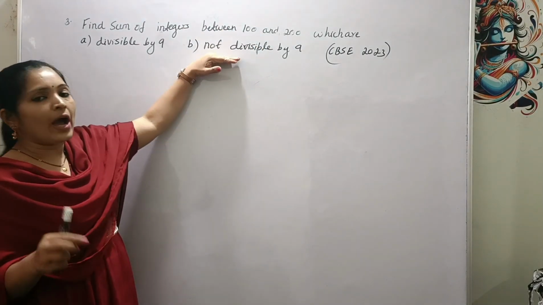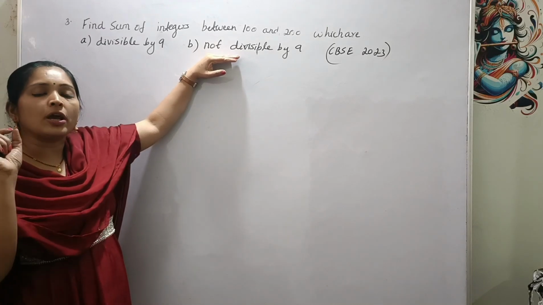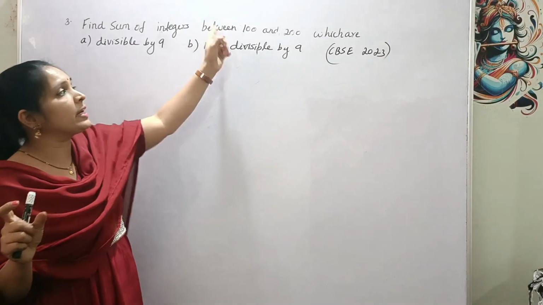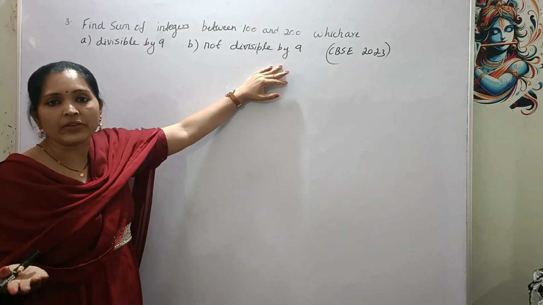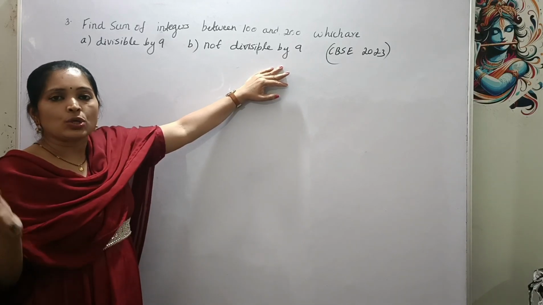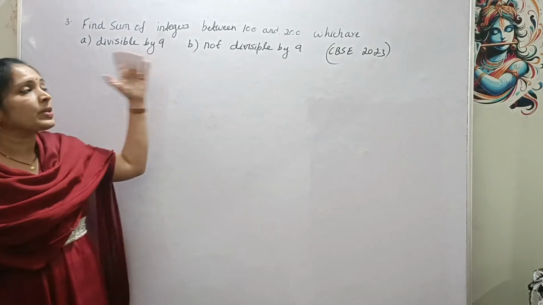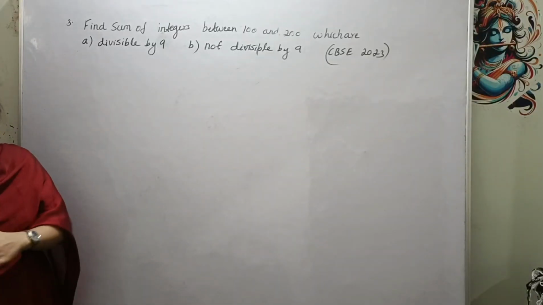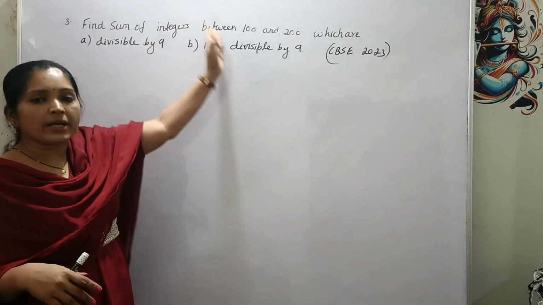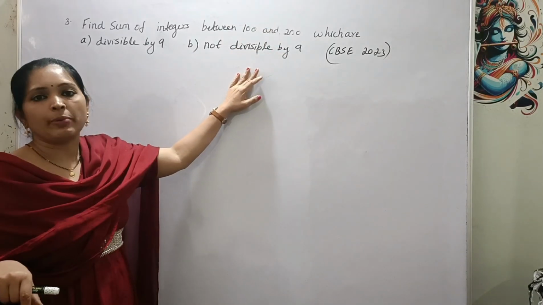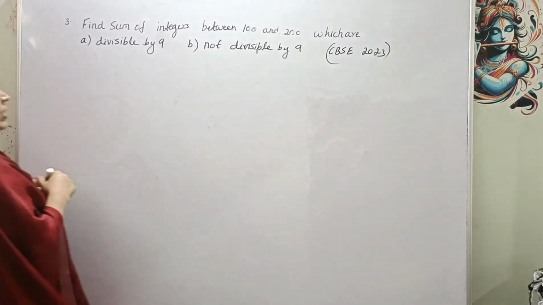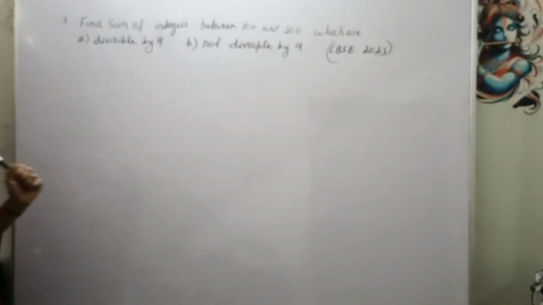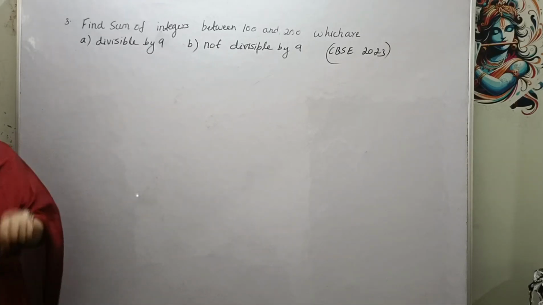That is, here we have to find the sum of all integers between 100 and 200 which are not divisible by 9, right? So how to find this? So we have to find the sum of all integers between 100 and 200, then minus the sum of the integers between 100 and 200 which are divisible by 9. Okay. So here, what do we have to find first? The sum of all integers between 100 and 200.